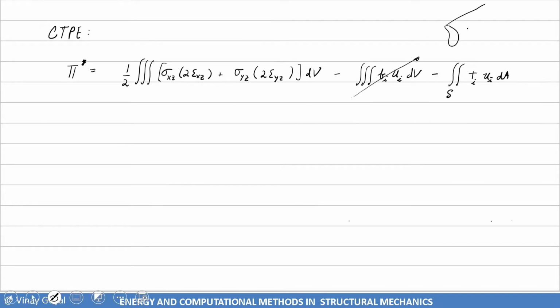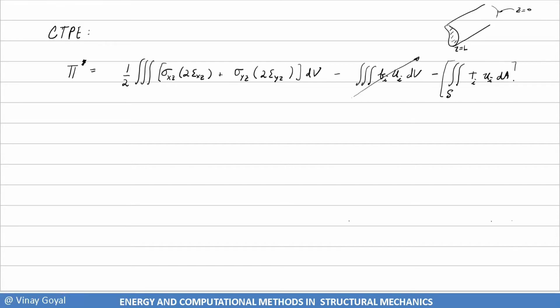So if this is my cylinder, and this is z equals 0, and that's z equals L, the only place I'm looking at traction being applied is there. So that surface really corresponds to z equals L. That's really what it is, right? That's the only one I have in reality. So we can now do two things. We can now employ Hooke's law.